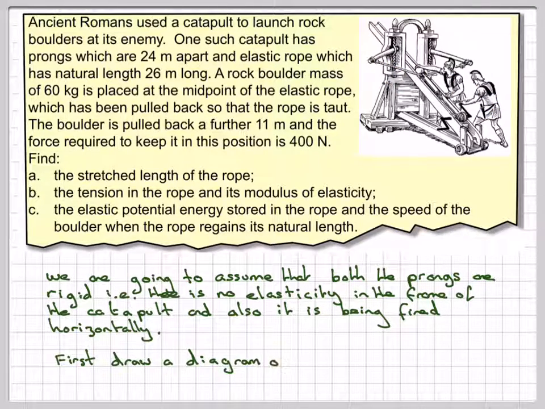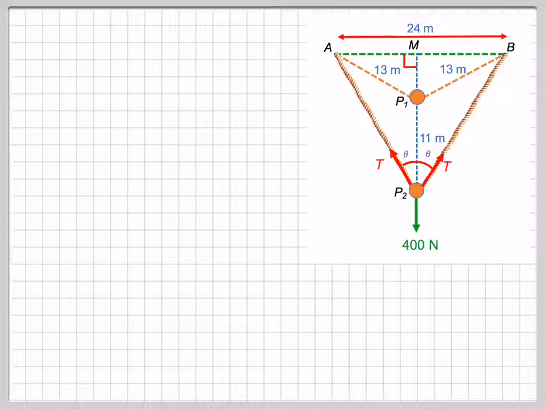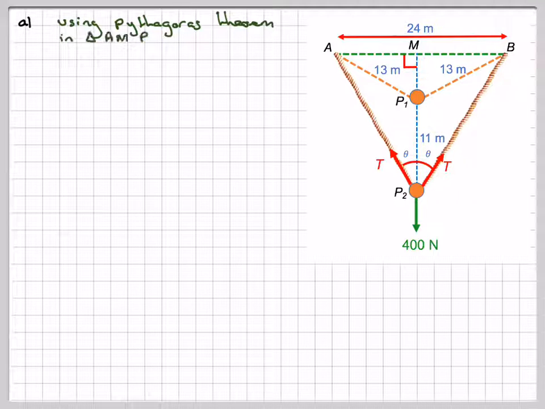First thing, like in all problems like this, you need to draw a diagram of the system. So here we have the two prongs, we have the rope being taut to 26 meters from here to here, the boulder being placed in, it's pulled back here and a further 11 meters, and then it's going to be released. These two are 24 meters apart, so we can calculate this distance here by using Pythagoras' theorem.